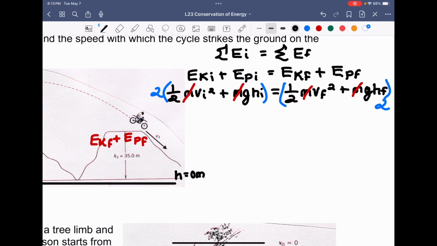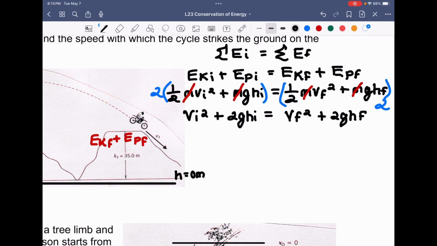If we distribute the 2 and we've canceled the masses, it's going to give us 2vi squared, I need to backpedal that because the 1/2 and the 2 cancel. It's going to be vi squared plus 2ghi, which is equal to vf squared plus 2ghf. Because again, we're going to distribute that 2 on both sides.